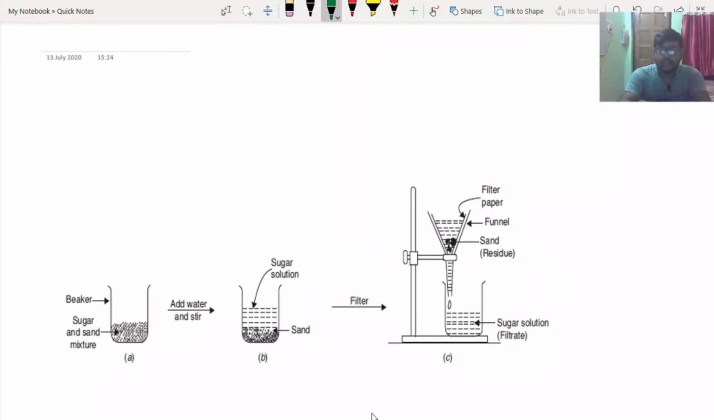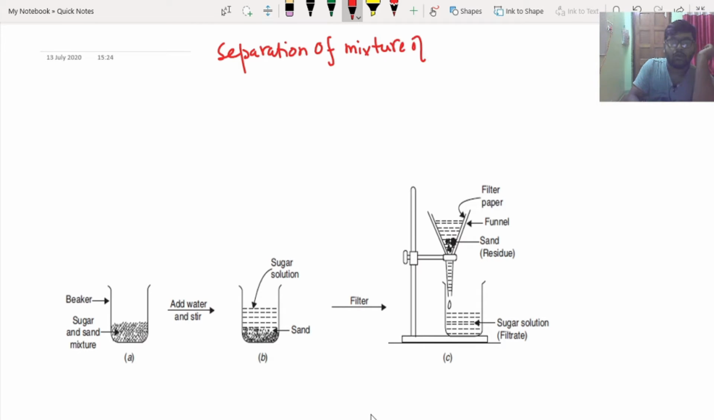So today we'll start the separation techniques from chapter number 2. Let's give the heading. We are dealing with chapter number 2: separation of mixture of two components.